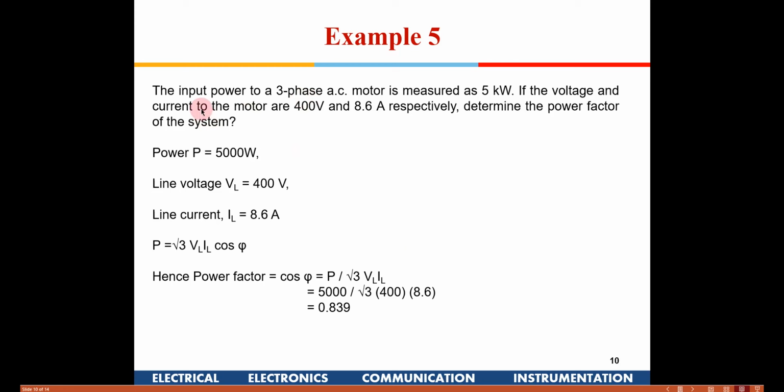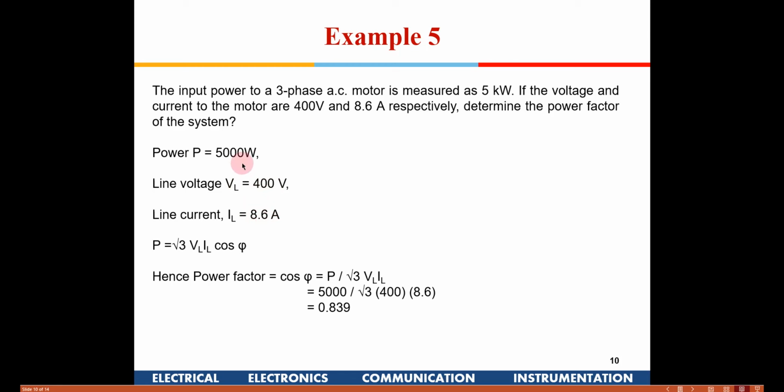Now the next problem: the input power to a 3-phase AC motor is measured as 5 kilowatt. So that motor is consuming 5 kilowatt of power. If the voltage and current to the motor are 400 volt and 6.8 amperes, when it is given like this, we have to assume that these are the line voltage and the line current, not the phase voltage and phase current. As long as it is not specified clearly that it is phase, we have to assume that it is line voltage and line current. Determine the power factor. So power is 5000 watt, line voltage is 400, and the line current is 6.8.